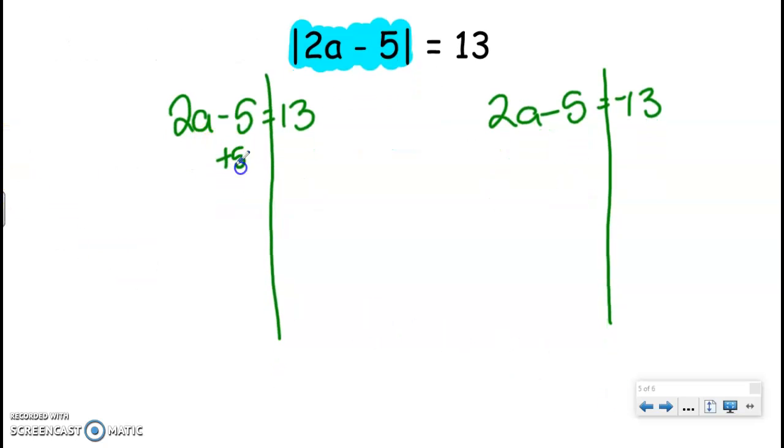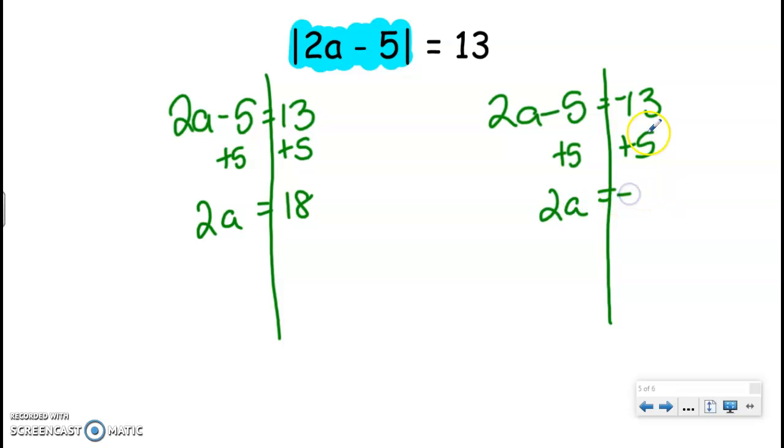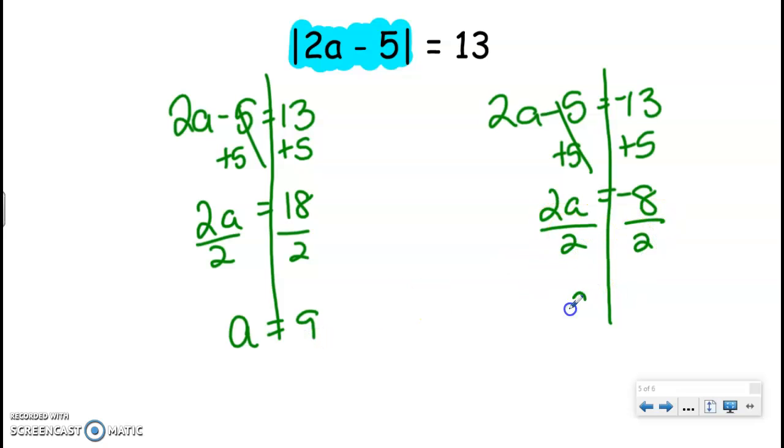So I'm going to add 5 to both sides to get 2a equals 18. And I'm going to do the same thing on the other one to get 2a equals negative 8. So let's cancel. And then for each of those, we have to divide by 2 on both sides. So I get a equals 9 and a equals negative 4. So those are my two solutions, a equals 9 and negative 4.